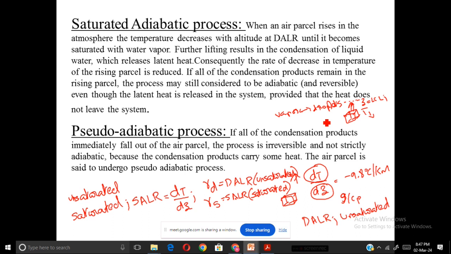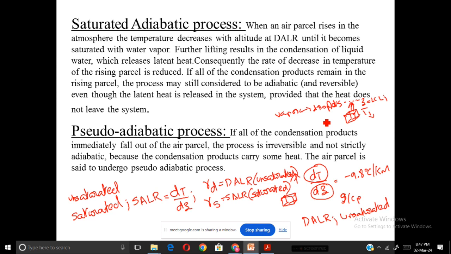And the condensation products, when they are falling out, will carry some heat also. So there is a removal of heat from the system. So now the process doesn't remain adiabatic anymore. That process is said to be pseudo-adiabatic.